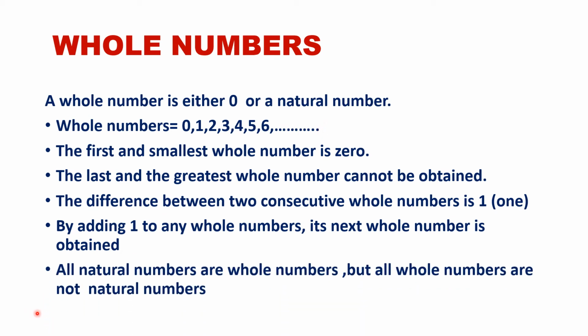All natural numbers are whole numbers. So you see here, if we say all natural numbers 1, 2, 3, 4, 5, 6, all the natural numbers, they are all whole numbers. But all whole numbers are not natural numbers because 0 is not included in natural numbers, isn't it? So that is why we can say all natural numbers are whole numbers, but all whole numbers are not natural numbers. So which is a bigger set? The whole number set is bigger because it has 0 extra.